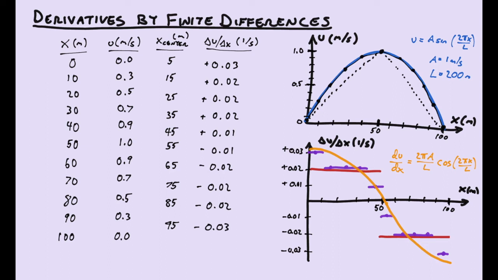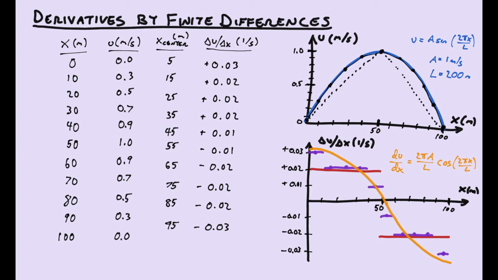If you look below, I have du dx. I can calculate that analytically. So I take the derivative of sine, which is positive cosine, and then I have to apply the chain rule to the argument, and that's why we see the 2 pi divided by L out in front that's multiplying the amplitude A. So du dx is 2 pi A divided by L times cosine of 2 pi x divided by L. And that's the orange curve that I've sketched in here.